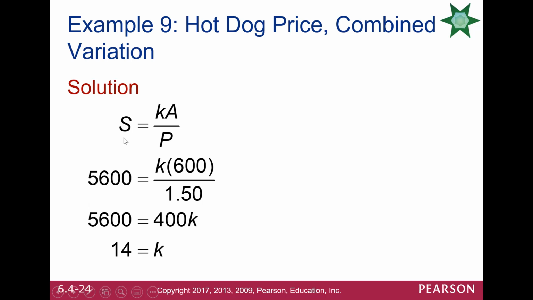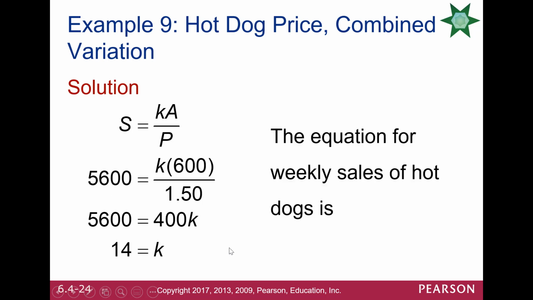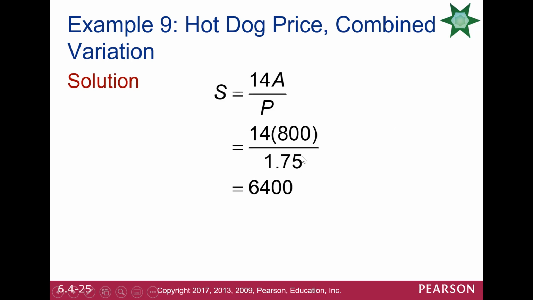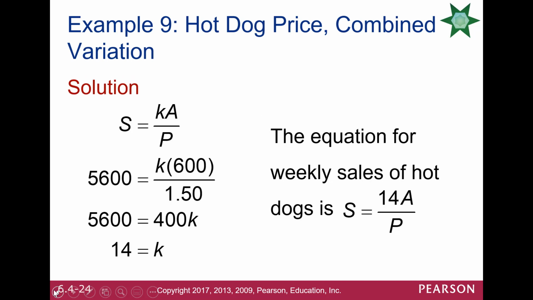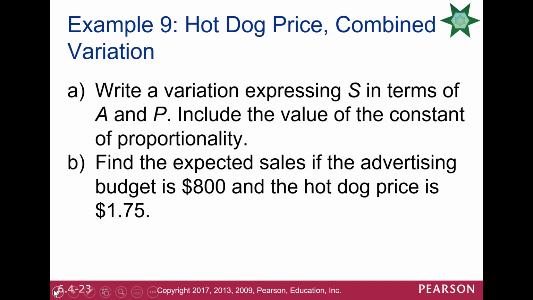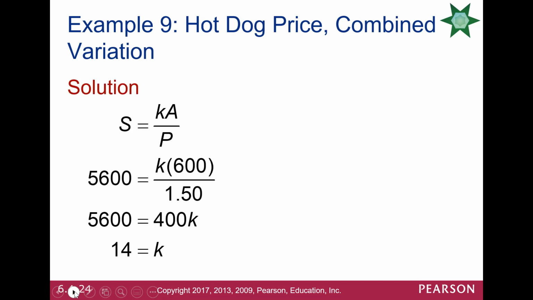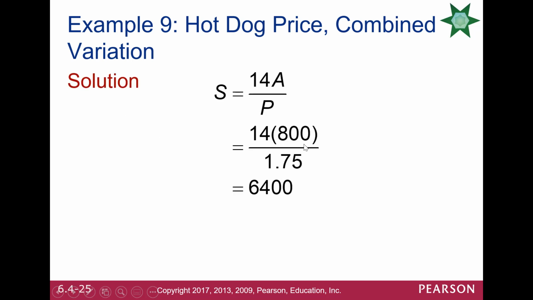So S equals K times A over P. And so we have a proportionality constant. So the equation for the weekly sales in general is S equals 14A over P. Now, if I go back to my original problem just for a moment, it said find the expected sales if my advertising budget was $800 and my hot dog price was $1.75. So now I'm going to plug in that $800 advertising and the price of $1.75 to find my weekly sales would be $6,400.